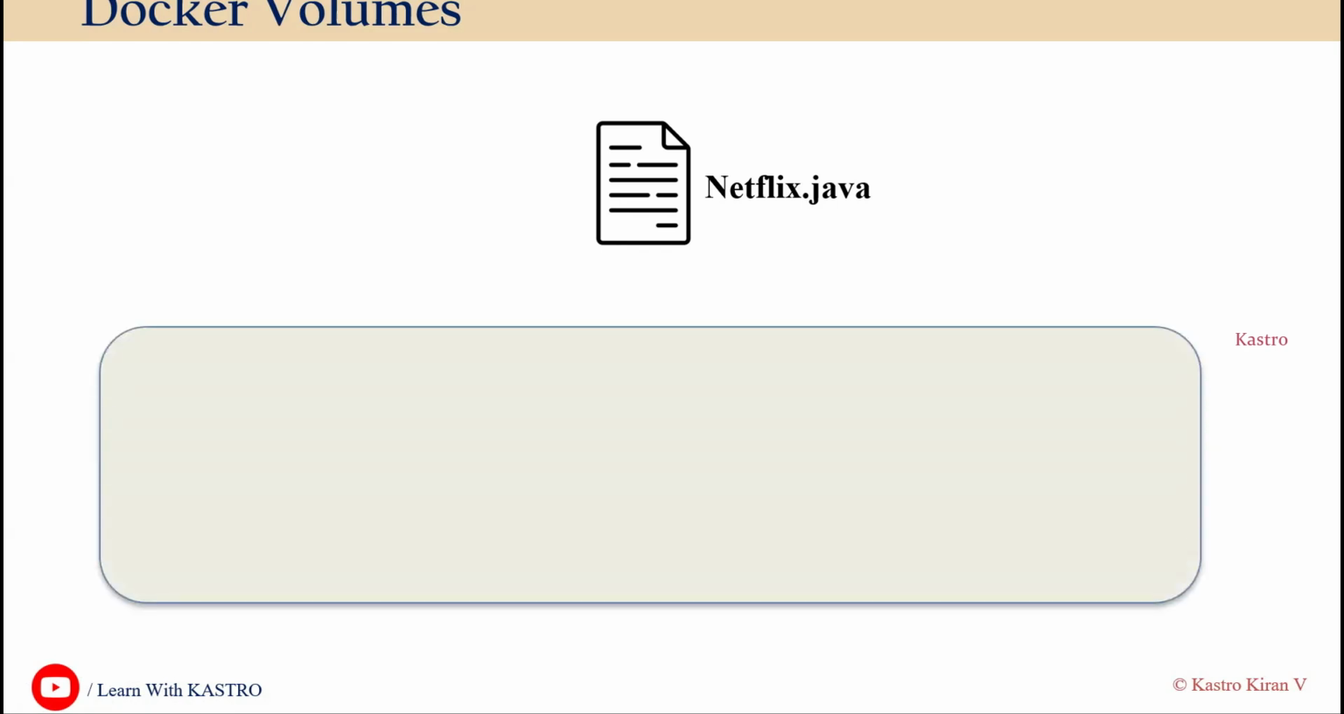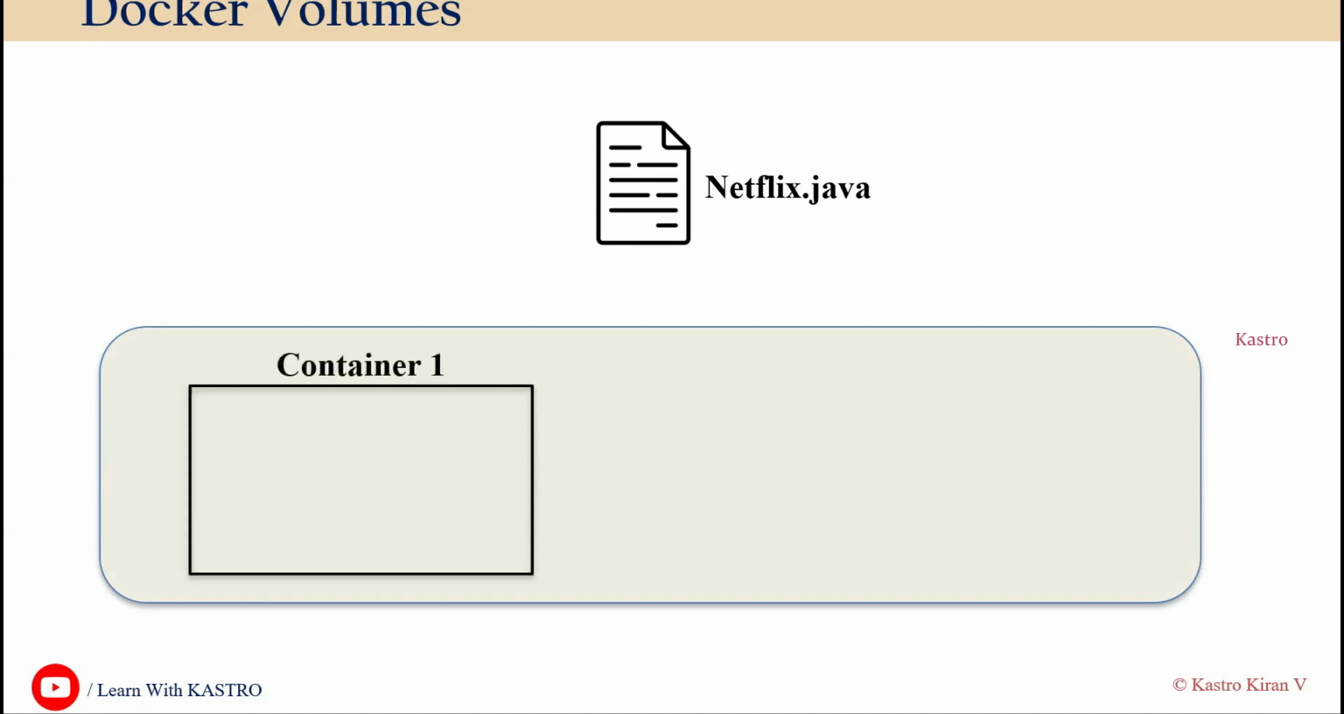Let's say I have the Docker engine, which I have installed inside the EC2 instance. Inside the Docker engine, what we usually do is create the Docker containers. Let's say I have container 1 inside the Docker engine.